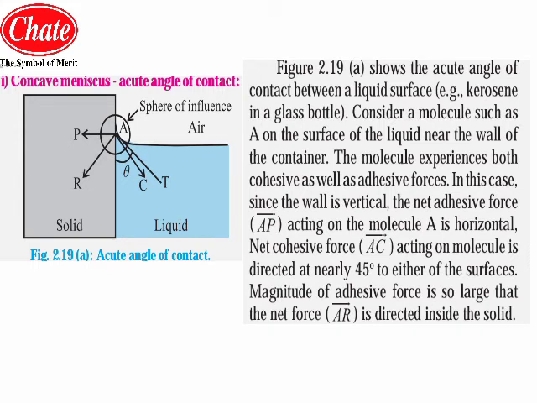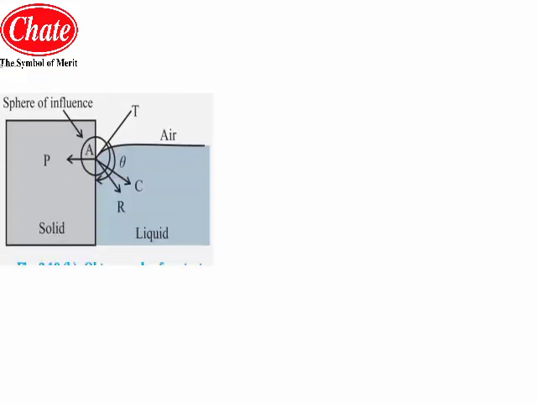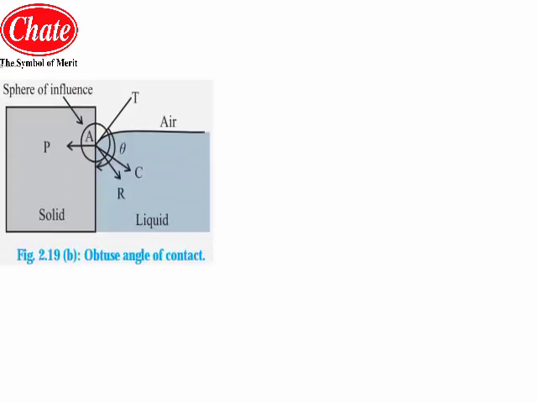The magnitude of the adhesive force is so large that the net force AR bar, which will be the resultant one, is directed inside the solid. As you can see, it is directed inside the surface of that bottle to which the kerosene has stuck. Now students, we will see the second case, the convex meniscus, which has an obtuse angle of contact.